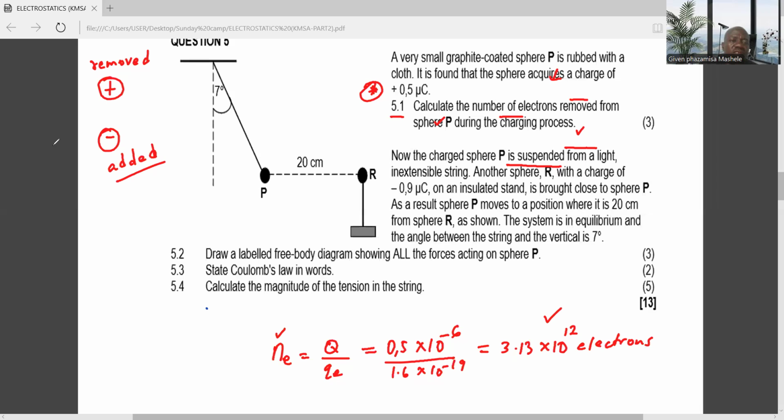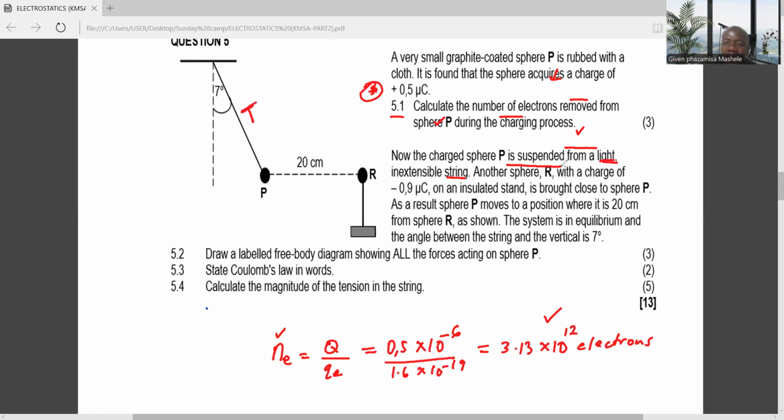Without wasting time, let's go through the next statement. It reads: the charged sphere P is suspended from a light inextensible string. So we are dealing with electrostatics that has to do with Newton's laws here, because we have to use the forces. The sphere P is suspended from a light inextensible string, so we have a tension here, because the force on a string is called the tension.